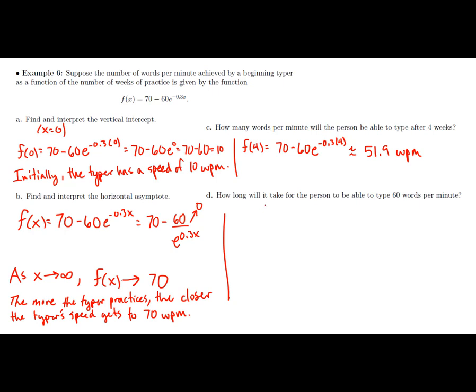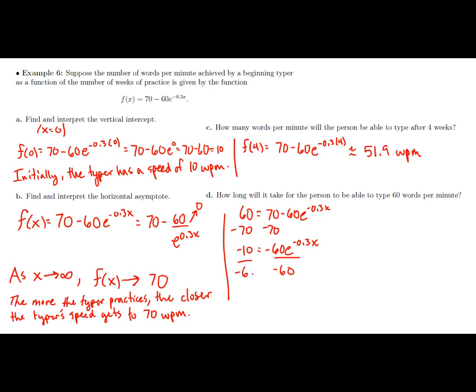And then part D, how long will it take for the person to be able to type 60 words per minute? That means I know that I'm shooting for 60 words per minute. So this is going to be 70 minus 60 e to the negative 0.3x. This looks a lot like the type of equation we just solved in the Newton's law of cooling problem. So we have negative 10 is equal to negative 60 e to the negative 0.3x.